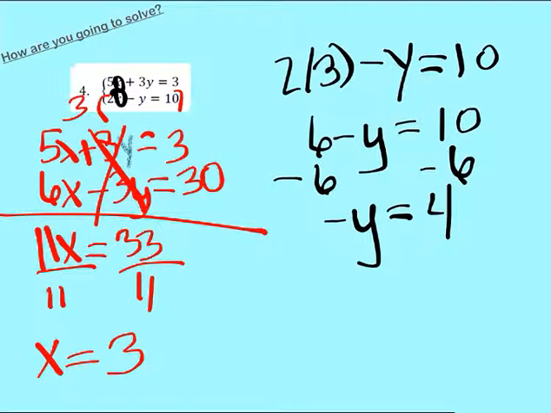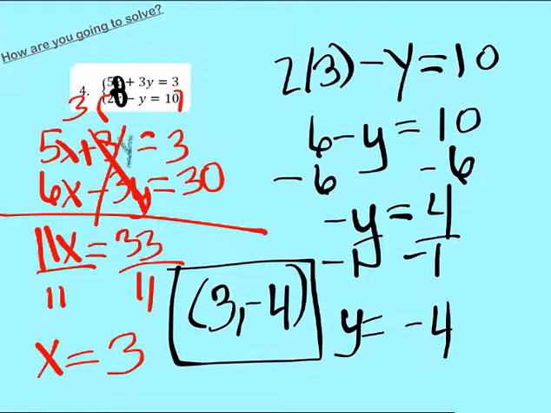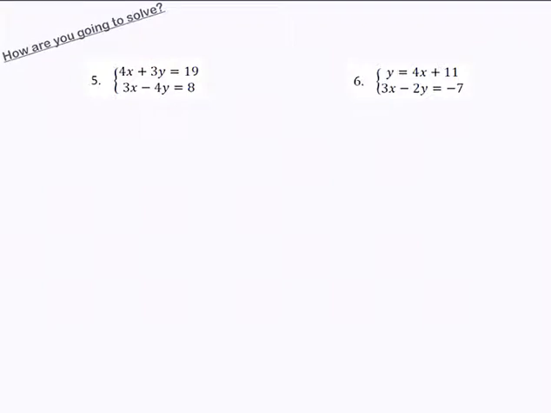So I don't want to know what negative y is. I want to know what y actually equals. So then I need to divide both sides by negative 1, and I get that y is equal to negative 4. So then I get (3, -4). And that's my final answer for number 4.